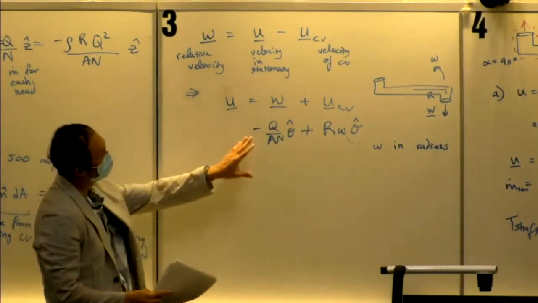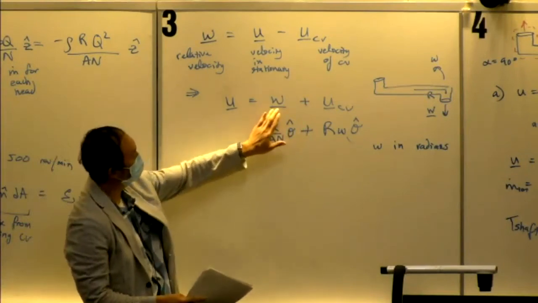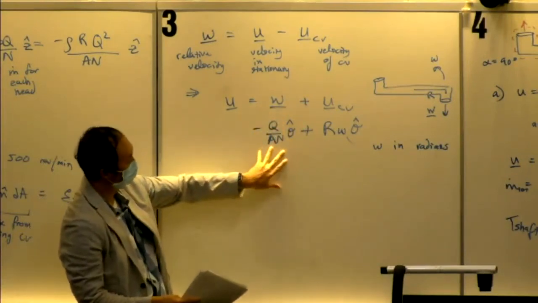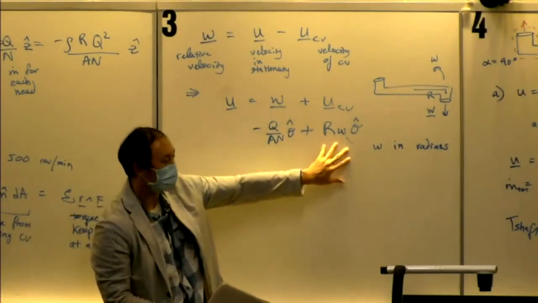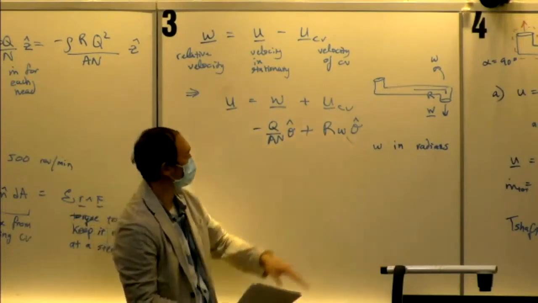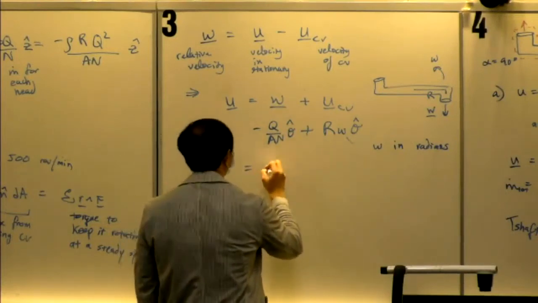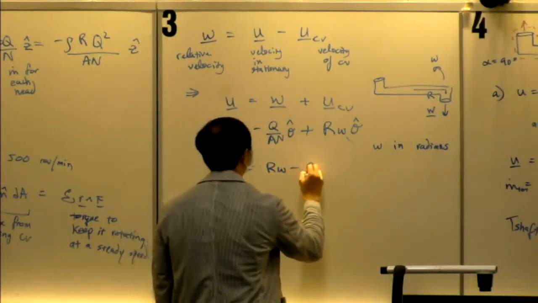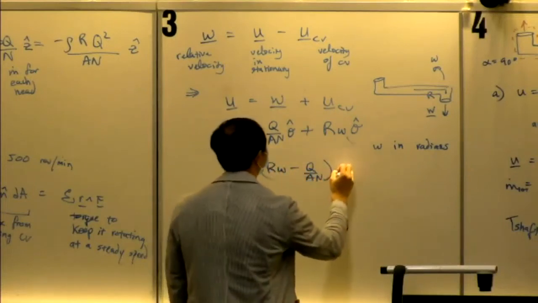Okay. So this problem, this is the thing you have to realize: you can only figure out these two things. You really only know how much stuff is leaving the control frame, and you don't know how quickly your control frame is moving. This right-hand side is prescribed. They told you it's moving at that frequency. So let's just combine these: R omega minus Q over A N. And that's as simple as it gets.